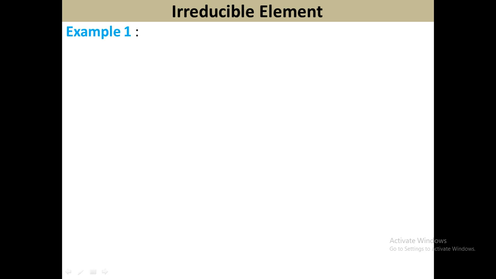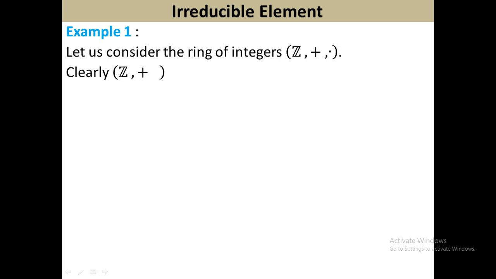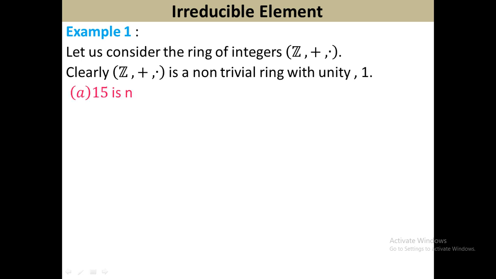Here in example 1 we consider the set of all integers Z plus dot. Clearly Z plus dot is a non-trivial commutative ring with unity. Unity is the number 1. 15 is not an irreducible element. Why? At first you check whether 15 is a unit or not. Clearly 15 is not a unit, because the multiplicative inverse of 15 does not exist in Z. To find it you have to multiply 1 by 15 with 15, but 1 by 15 is not an element in Z plus dot, so 15 is not a unit.